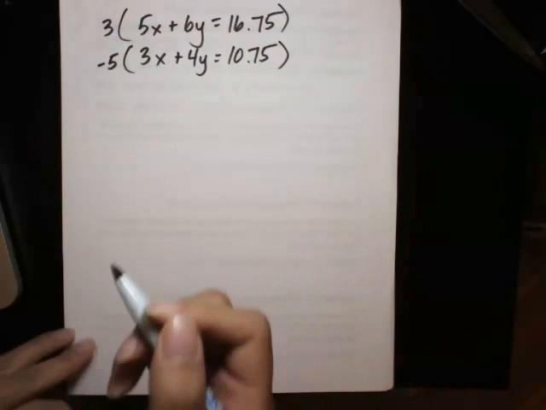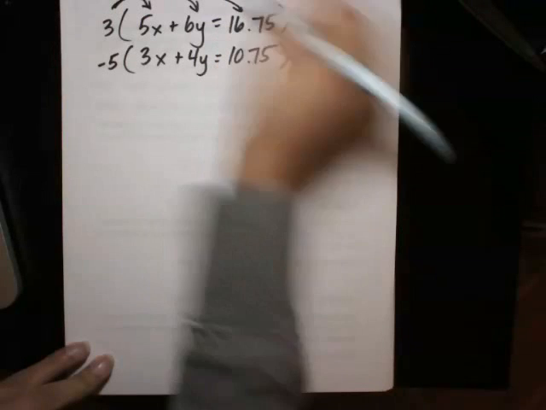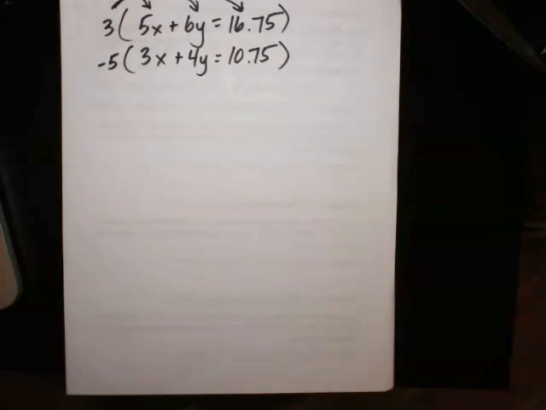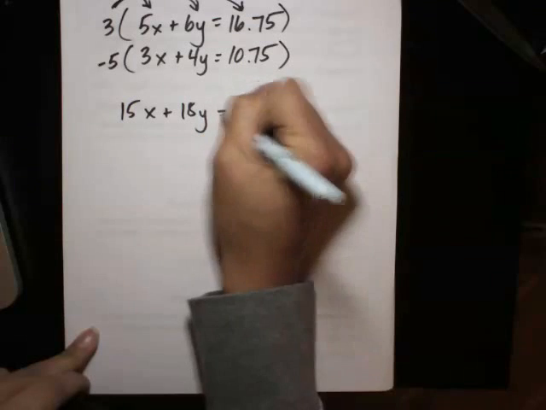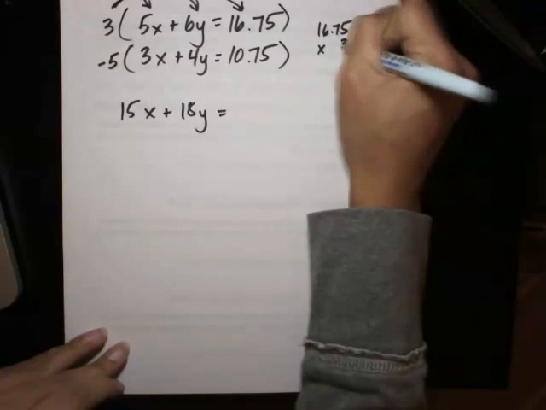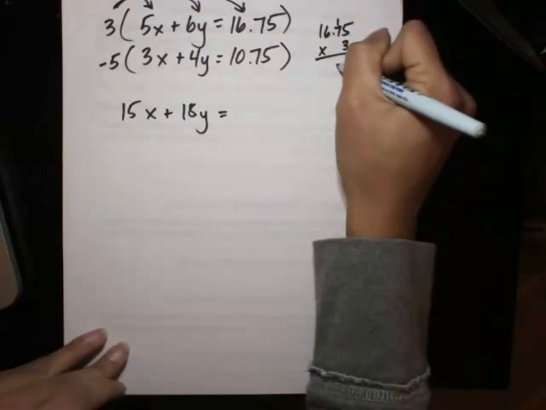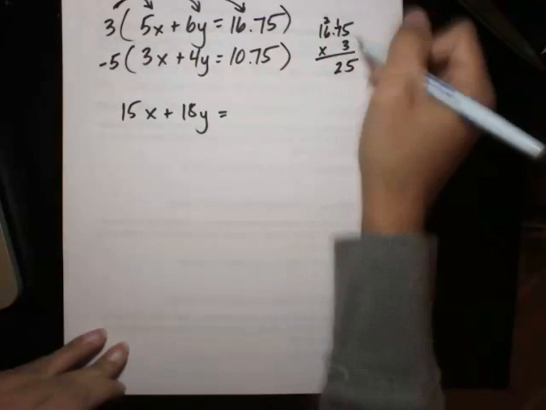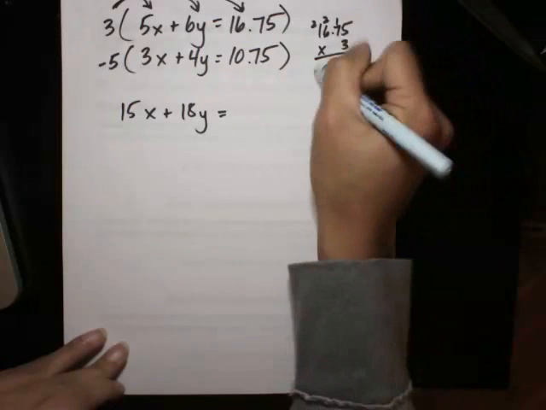When I do that, I'll be distributing that 3 across the entire equation. My new equation will be 15x plus 18y equal to, and I'll have to do this math out on the side. I encourage you to do the same. 3 times 5 is 15. 3 times 7 is 21, plus 1 is 22. 3 times 6 is 18, plus 2 is 20. 3 times 1 is 3, plus 2 is 5.